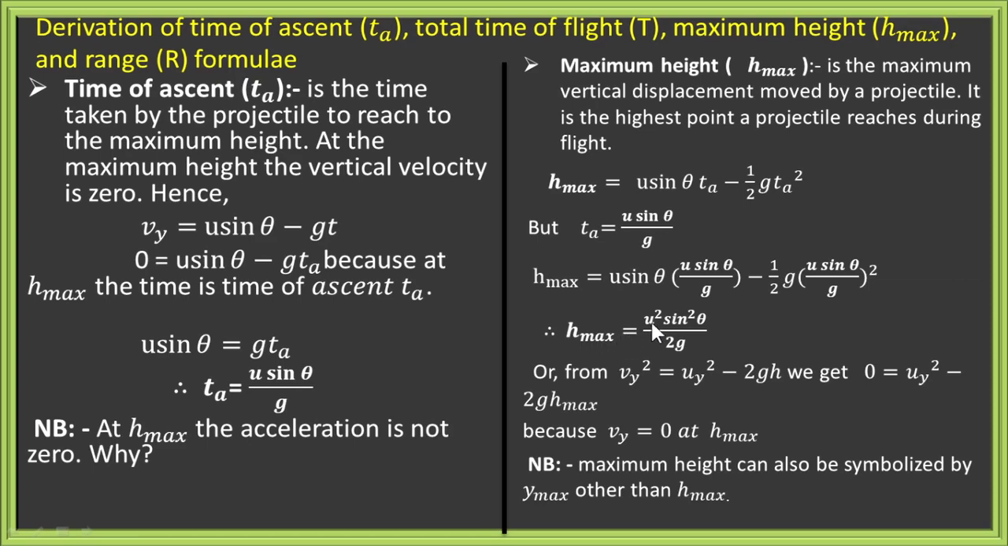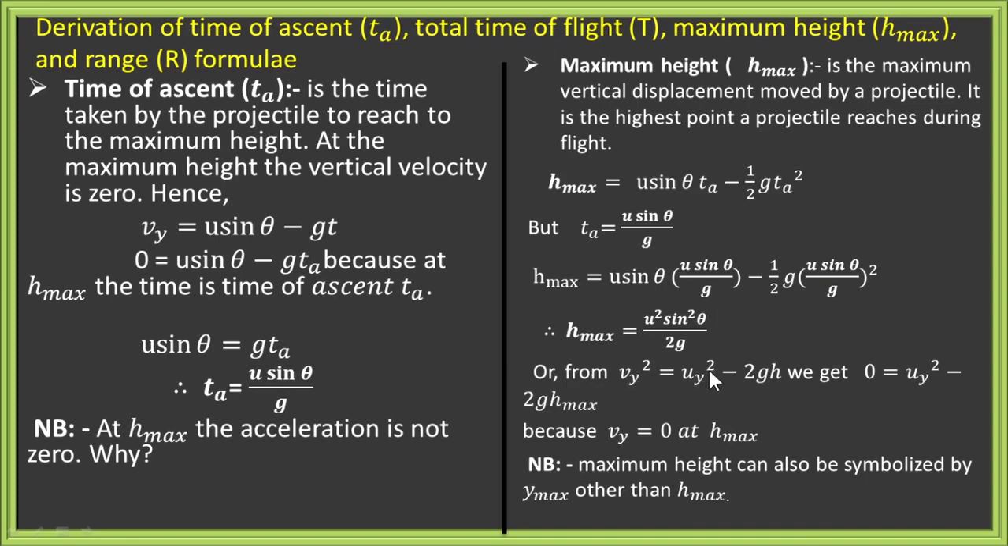H max is finally u squared sin squared theta over 2g, because u times u sin theta times sin theta over g, that is u squared sin squared theta over g, minus 1 over 2 g times u sin theta squared, which means u squared sin squared theta over g squared. One g is cancelled by one g, so what is left is u squared sin squared theta over g minus 1 over 2 u squared sin squared theta over g. So the result you obtain is u squared sin squared theta over 2g.